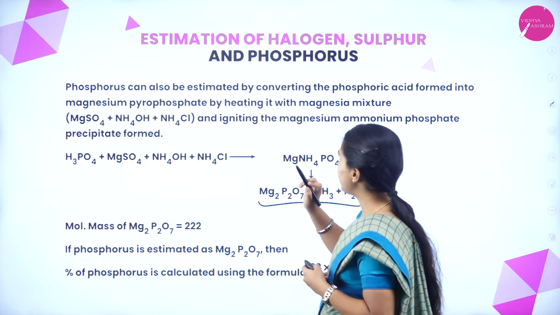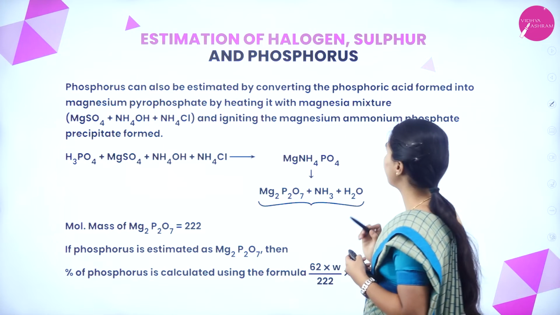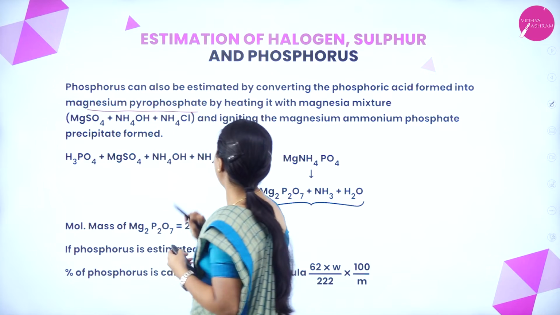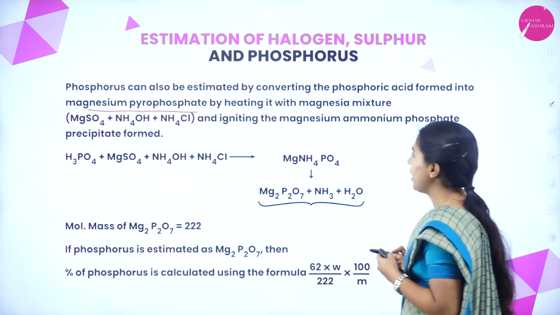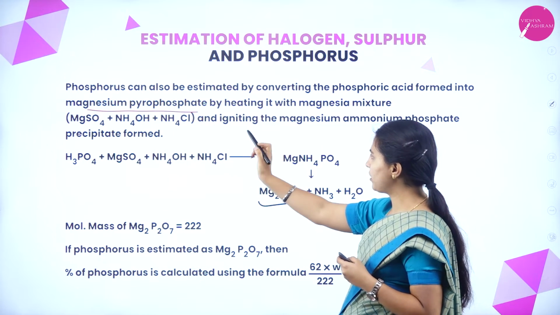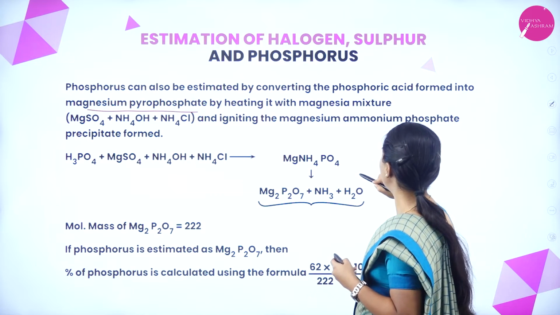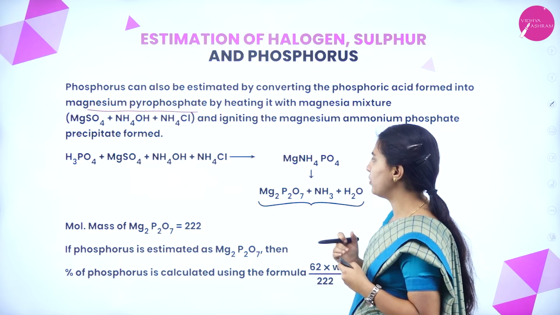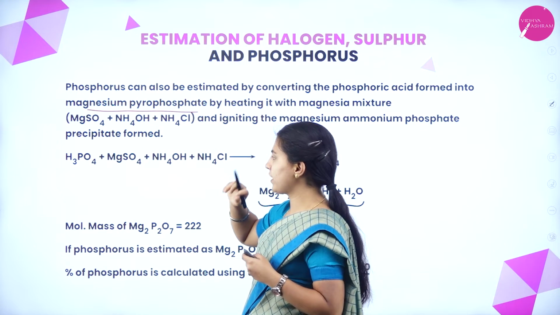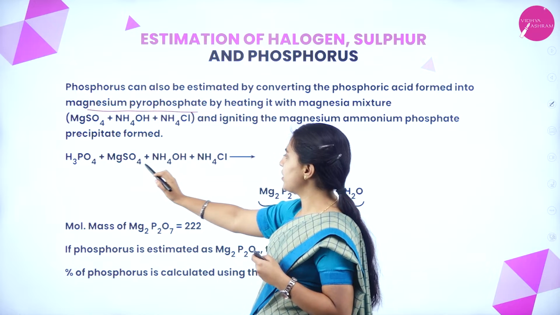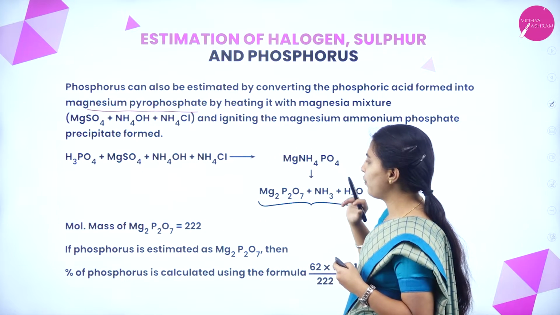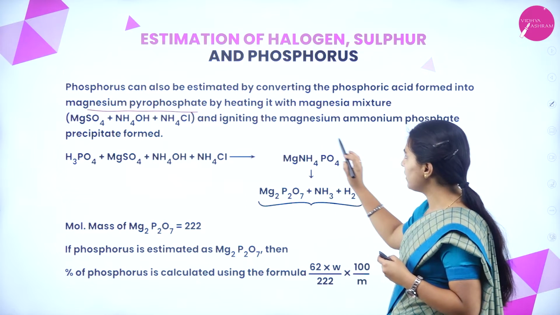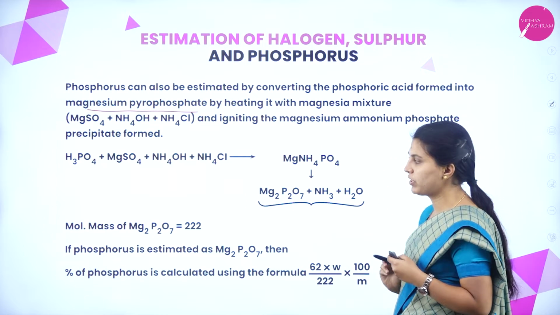Okay. Phosphorus can be estimated by converting the phosphoric acid formed into magnesium pyrophosphate by heating it with magnesia mixture, and igniting the magnesium ammonium phosphate precipitate formed. This is a little bit another form also. See, H3PO4, MgSO4, and this is ammonium hydroxide, ammonium chloride. This is the overall mixture, the magnesia mixture.